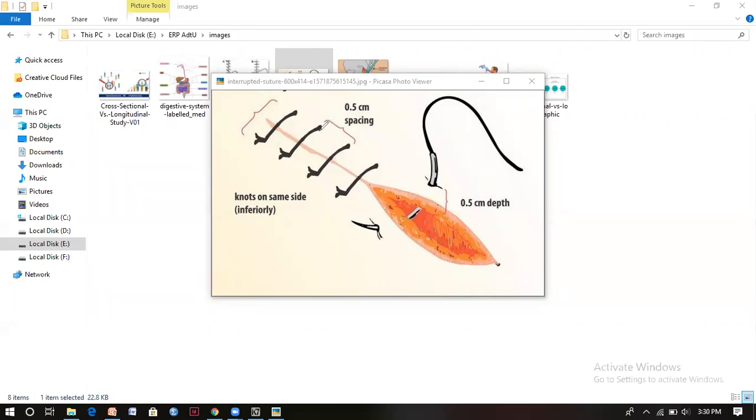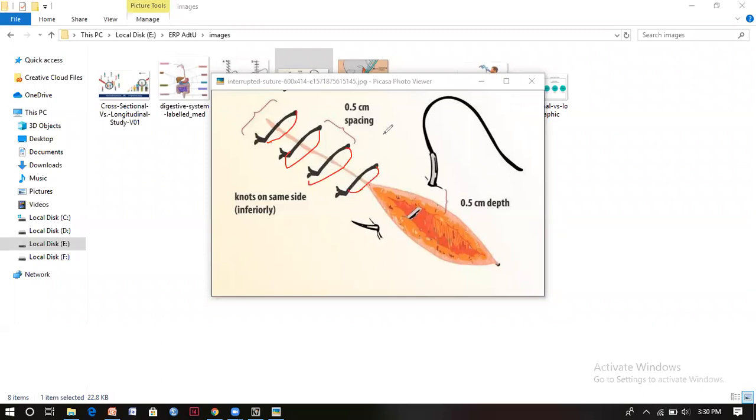Interrupted means it is having some discontinuation. So this one knot is done. You will go inside the skin, you will tie the knot, and again you cut it. Then again you go into the skin. A circular pattern will be there. In this one also, a circular pattern is there. So this one is interrupted suture.